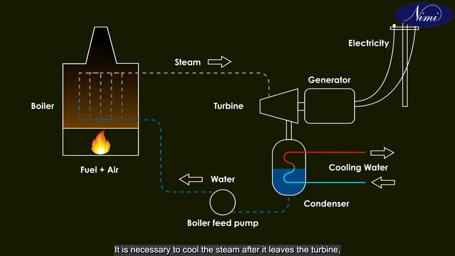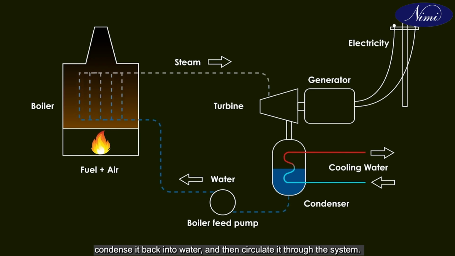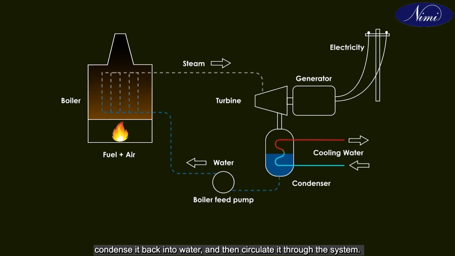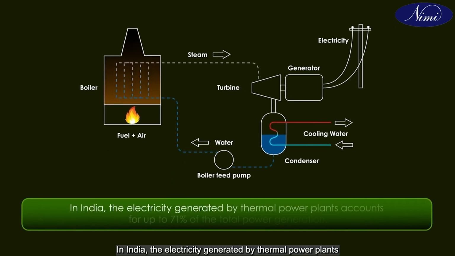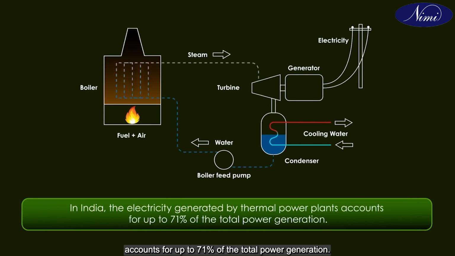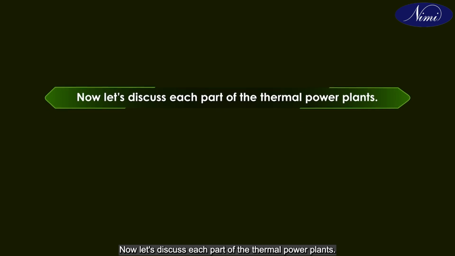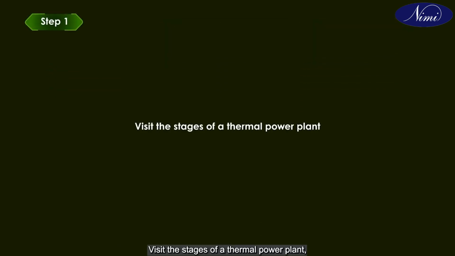It is necessary to cool the steam after it leaves the turbine, condense it back into water and then circulate it through the system. In India, the electricity generated by thermal power plants accounts for up to 71% of the total power generation. Now let's discuss each part of the thermal power plants. Step 1: visit the stages of a thermal power plant.